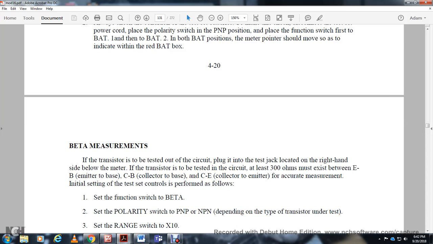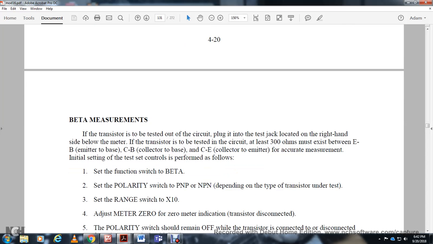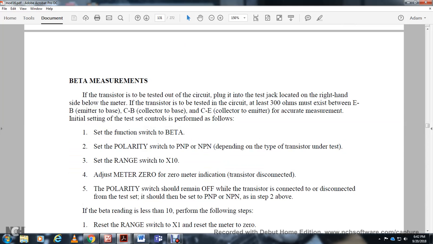Beta measurements. If a transistor is to be tested, the circuit plug is inserted in the test jack located on the right hand side of the meter. With the transistor test circuit, at least 300 ohms must exist between the emitter and the base, the collector and the base, and the collector and the emitter. For accurate measurement, the initial settings of the controls are as follows. Set the function switch to beta, and set the polarity switch to positive or negative, depending on the type of the transistor.